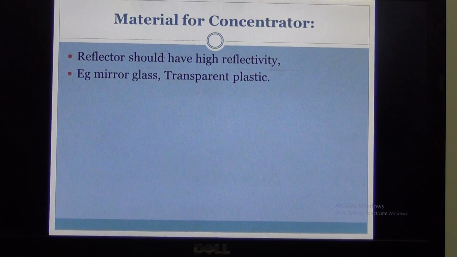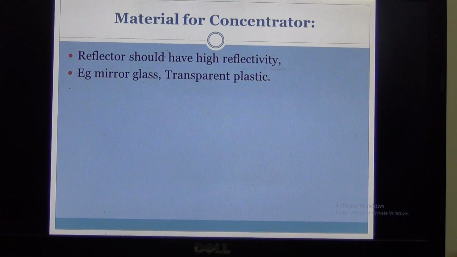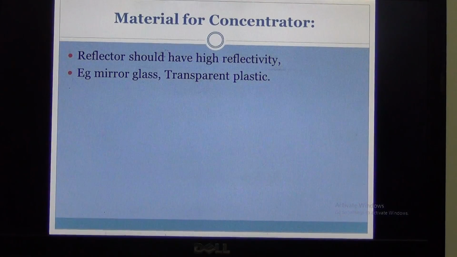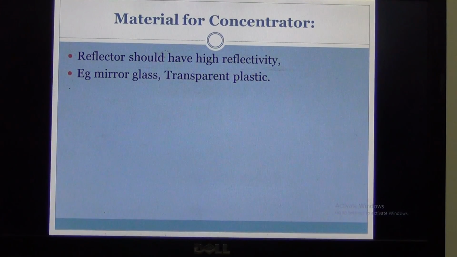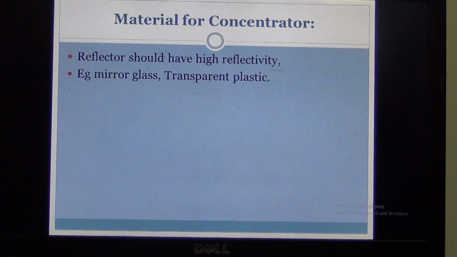Material for the concentrator. That was for the flat plate collector, and this is the material for the concentrator. The reflector should have high reflectivity. As we have seen, it uses diffusion energy, means the light from the sun is reflected to the absorber area. So it should have high reflectivity. The higher the reflectivity, the more it will reflect to the absorber area, so more energy will be collected. Examples can be mirror glass, transparent plastic, and many more.